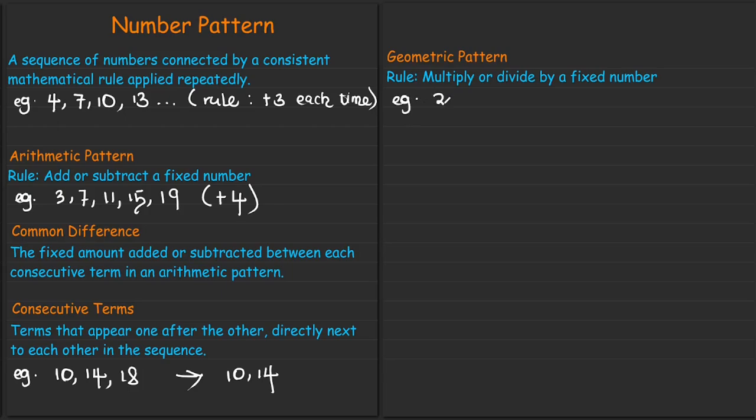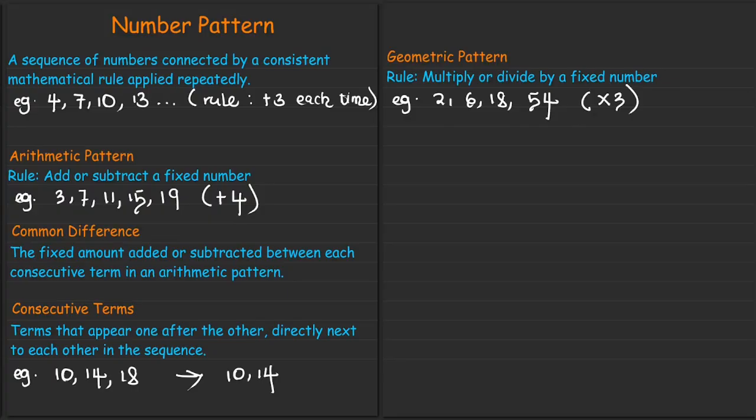If we have 2, 6, then 18, then a 54, you realize that if you are to multiply 2 by what? 3, it gives us a 6. If you multiply 6 also by a 3, we'll get an 18. If you multiply 18 also by 3, we also get a 54. This is a geometric pattern. So we are just multiplying each and every term by 3.